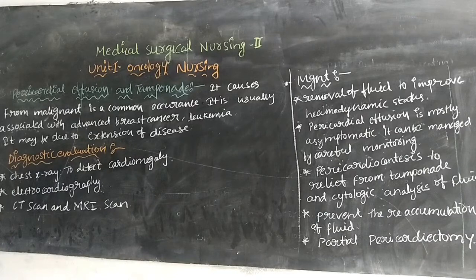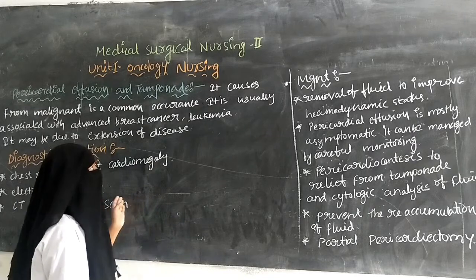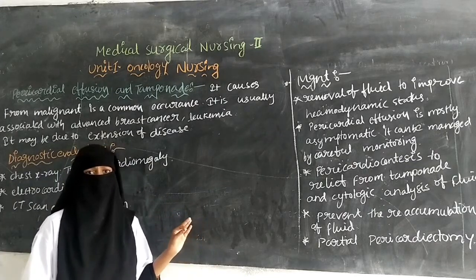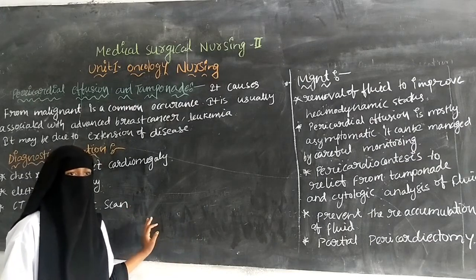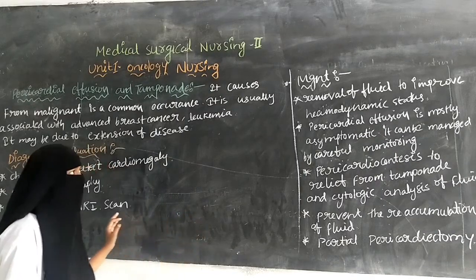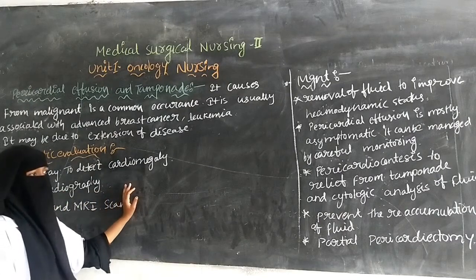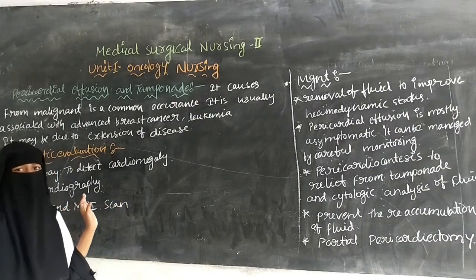Next one is diagnostic evaluation. Pericardial effusion and tamponade may not have clinical manifestations, so it is asymptomatic. Asymptomatic means there are no clinical manifestations. The diagnostic evaluation includes a chest X-ray to detect cardiomegaly. Cardiomegaly means there is an enlargement of the heart, and we can detect by chest X-ray whether it is present or not.